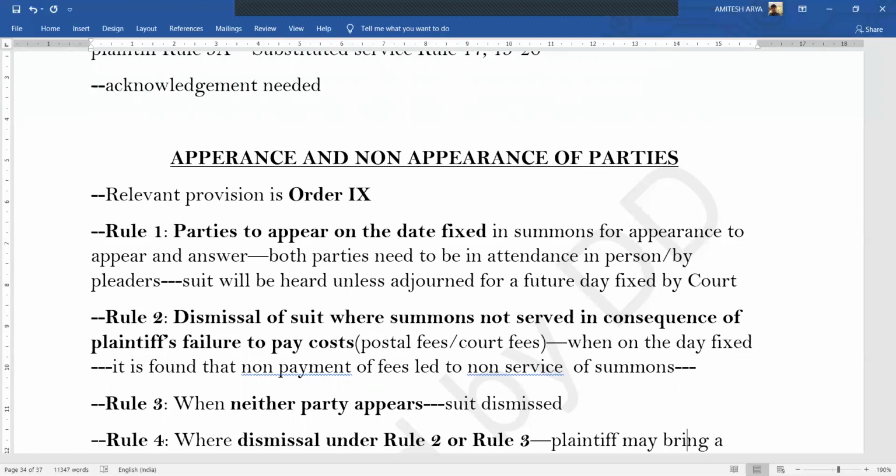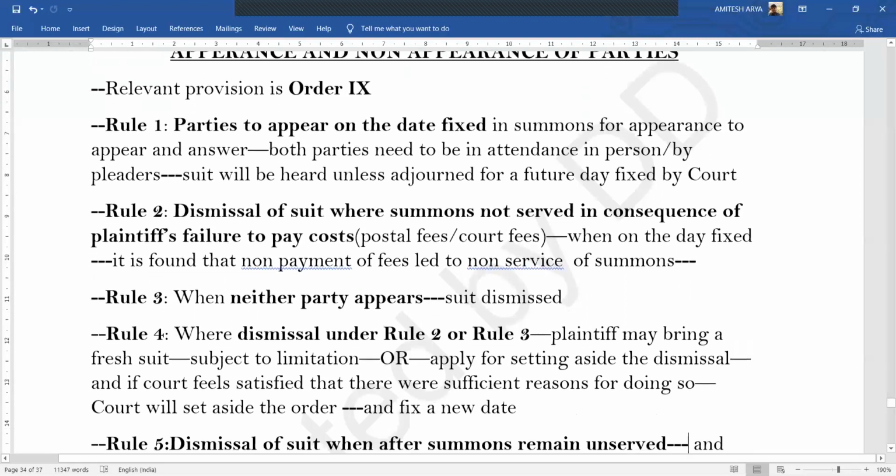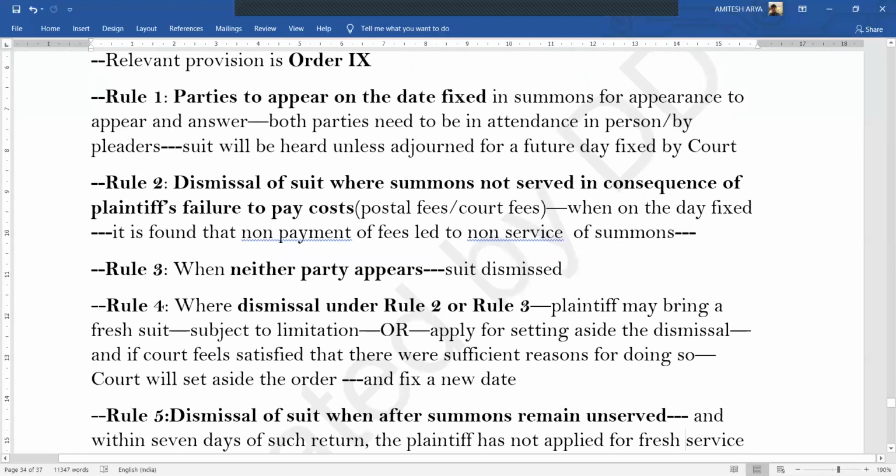Rule 3 says that if nobody is appearing, obviously the suit will be dismissed. Rule number 4 says that if there is any dismissal under Rule 2, where there was no payment of fees, etc., because of which summons had not been done, or Rule number 3, where none of them had appeared, the plaintiff can bring a fresh suit, or he can apply for setting aside the dismissal of the suit. And if the court feels that there are sufficient reasons for doing so, they'll set aside the dismissal order and fix a new date.